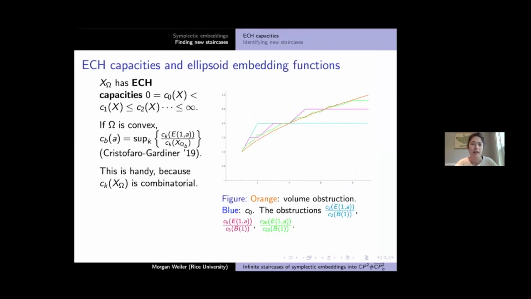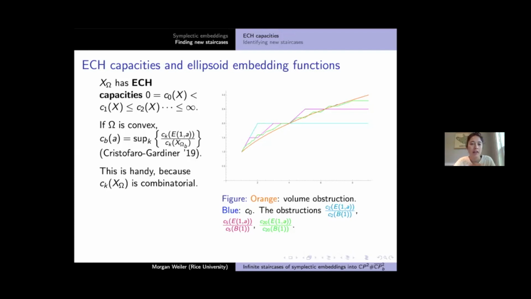Okay, so how did we find these? X omega has what's called ECH capacities, a sequence of symplectic capacities, and the utility is that they obstruct symplectic embeddings. Each of them is a symplectic capacity. So if X omega embeds into X omega prime, then the ECH capacities of X have to be at most those of X omega prime.